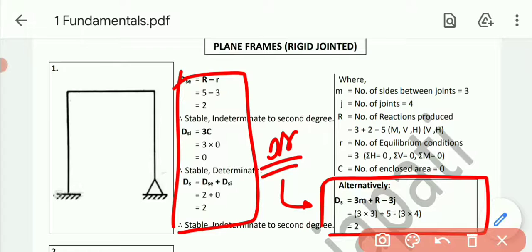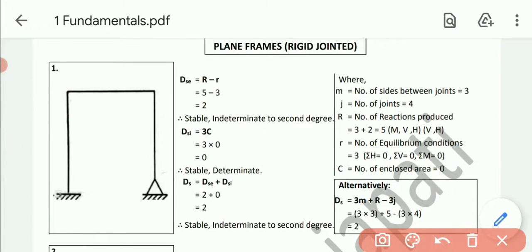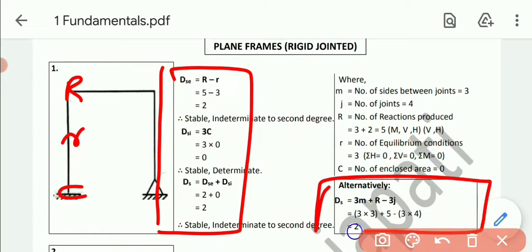Now in this equation, the formula stands for 3m plus r minus 3j, so the unknowns m, r and j. So if I want to use the earlier formula, I need to calculate capital R, small r and C. But alternatively, if I want to use this formula, then the unknowns are m, j and capital R. So we can calculate using either of these two equations. I have shown both formulas over here, and it is up to you which formula you want to use.